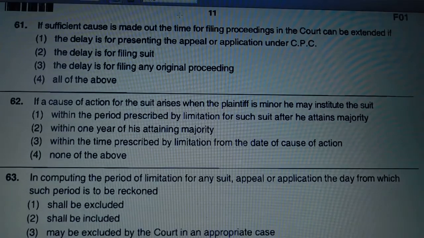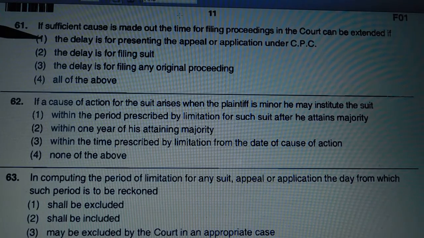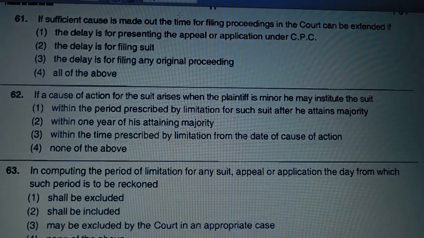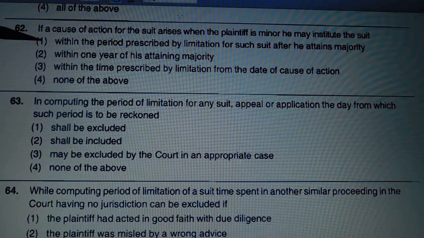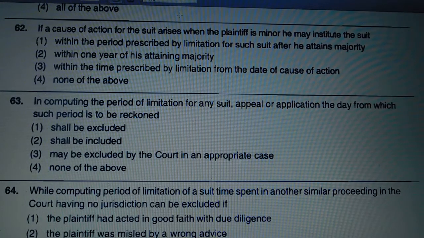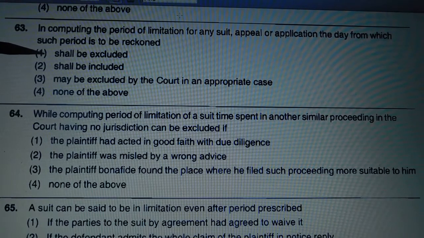Question number 61. If sufficient cause is made out, the time for filing proceeding in the court can be extended if. The answer is the delay is for presenting the appeal or application under CPC. Question number 62. If a cause of action for the suit arises when the plaintiff is minor, he may institute the suit. The answer is within the period prescribed by limitation for such suit after he attains majority. Question number 63. In computing the period of limitation for any suit, appeal or application, the day from which such period is to be reckoned, the answer is shall be excluded.